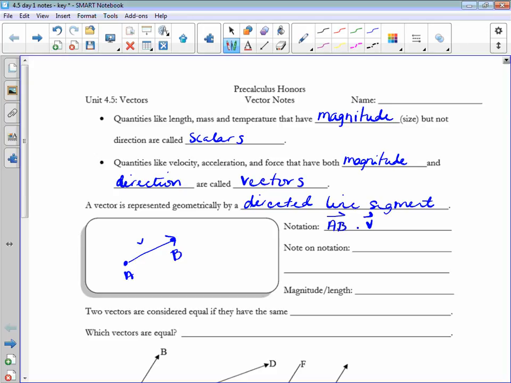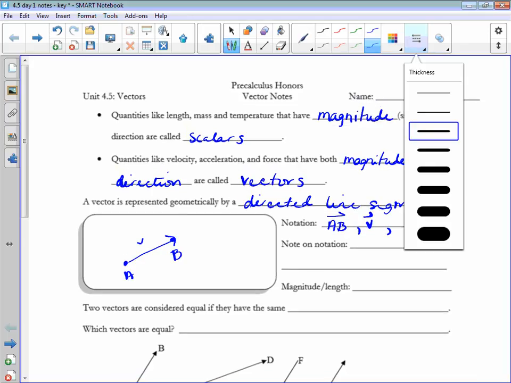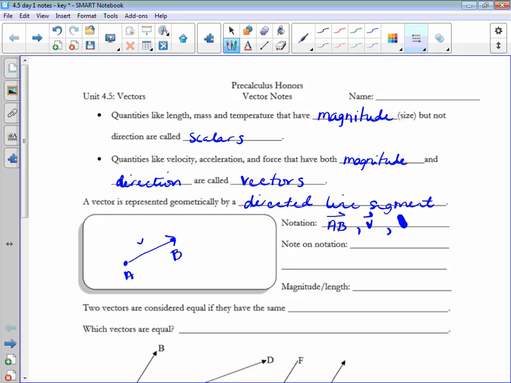Or sometimes we even see them just bolded, which is not the easiest for me to draw up here. That is a V that's bold, okay? Let me try again. That's ugly, but you get the idea. It's a very bold V. Looks like a heart.